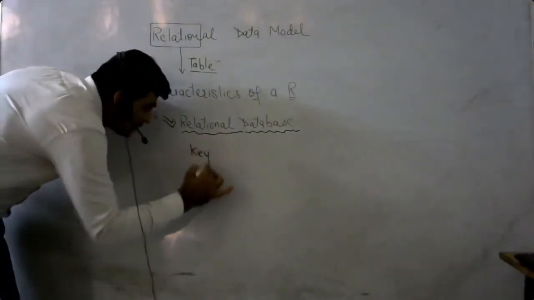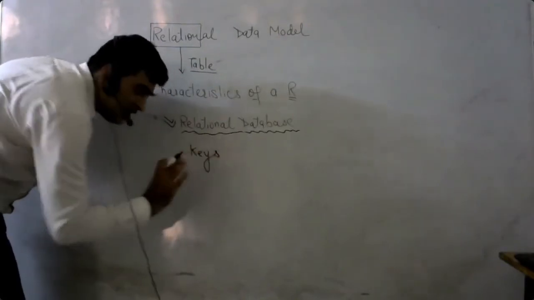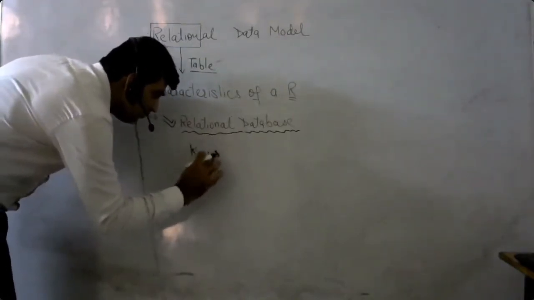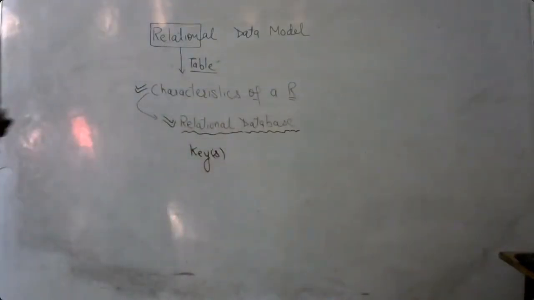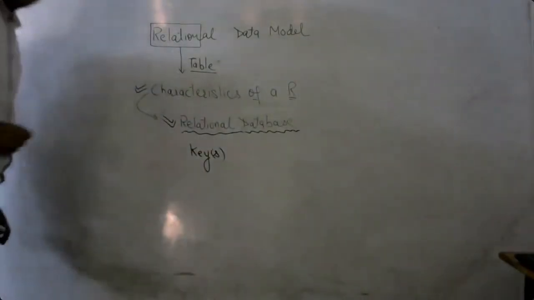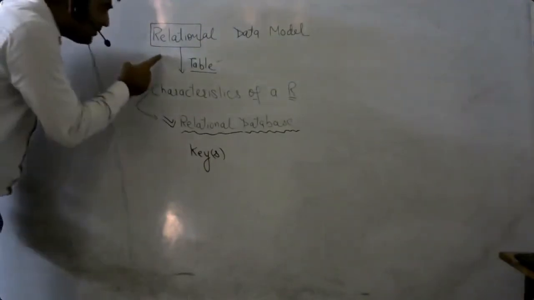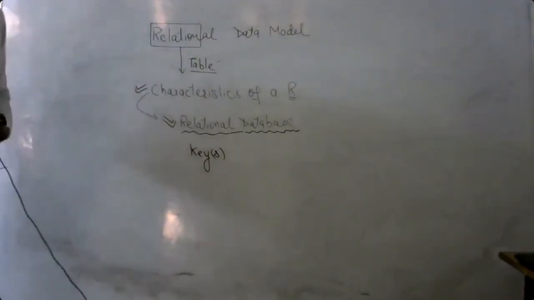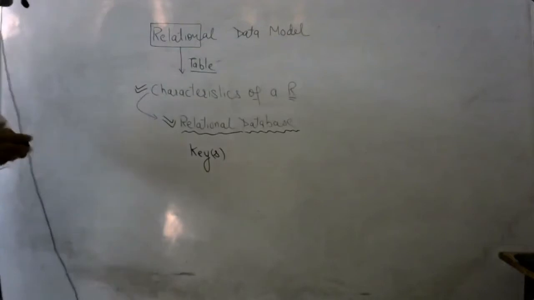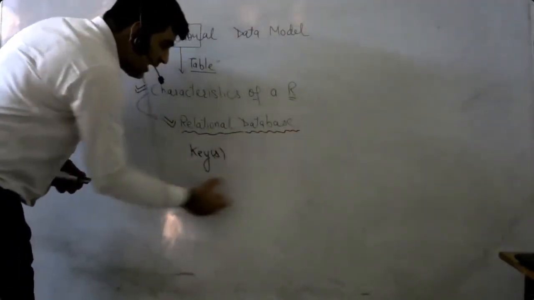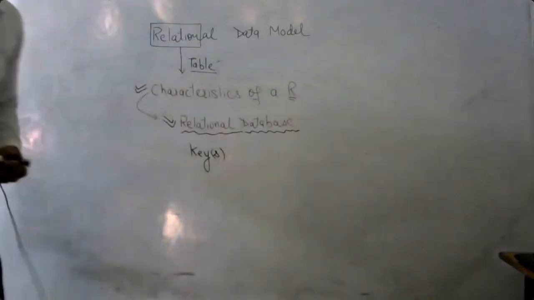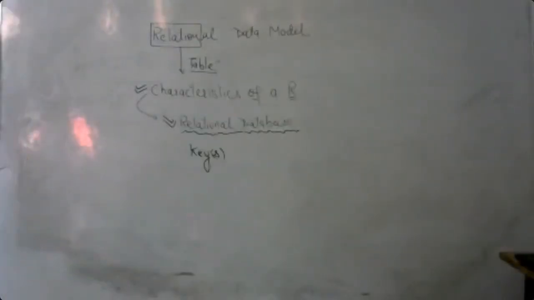After this, the topic will be keys of a relation. If we say key or keys, both are fine. Because when we talk about relations, meaning more than one relation, meaning more than one table, in that case we will say database and we will talk about keys of a relation.